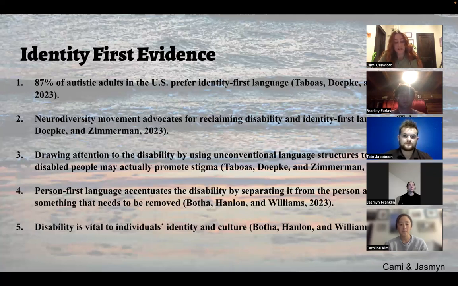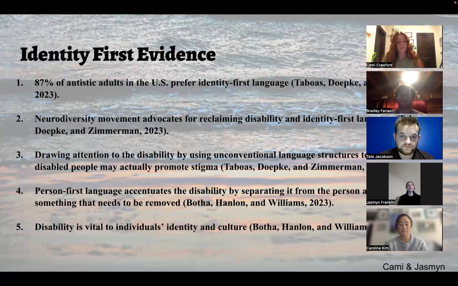And thirdly, person-first language uses unconventional language structures to describe autistic people. Adjectives or descriptors typically come before nouns. For example, tall person or fast dog. And according to Taboas, Dupke, and Zimmerman in 2023, restructuring our normal speech patterns to describe disabled people may actually promote stigma, as it's another way that we're treating disabled people as different than able people.